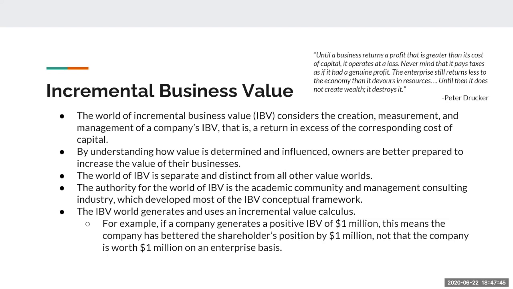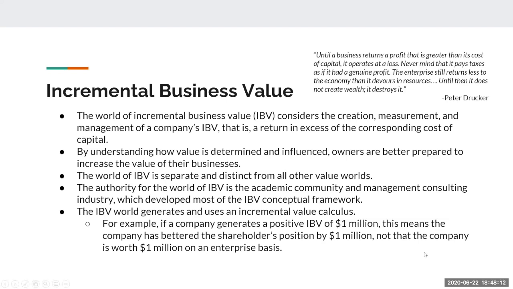I like the fact that it pointed out that the authority for the world of IBV is the academic community and management consulting industry, which developed most of the IBV conceptual framework. So last week part of my section was on the authorities, and some of those in the other value worlds were the IRS, the tax courts, things like that. But in this particular value world, it's the academic community and the management consulting industry.